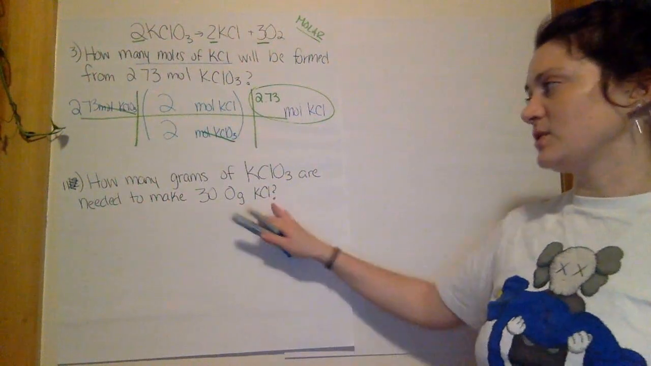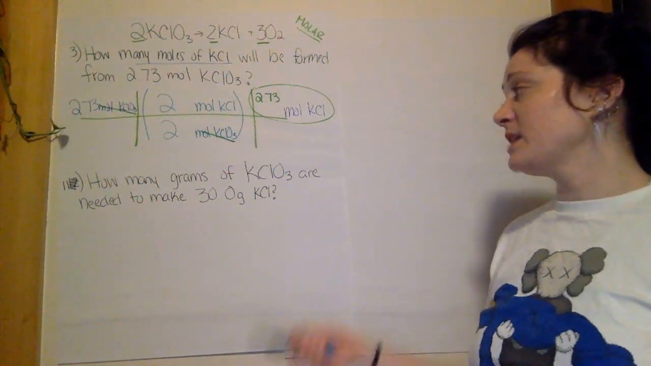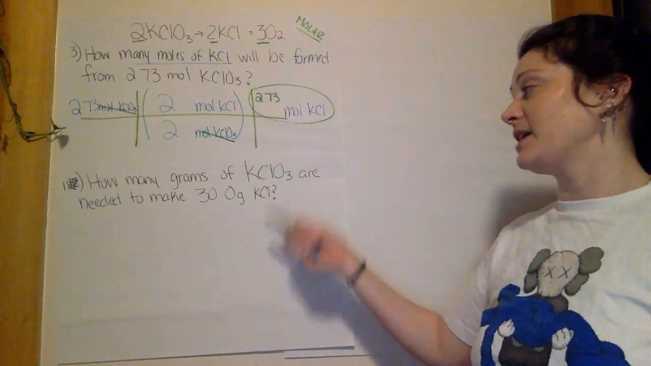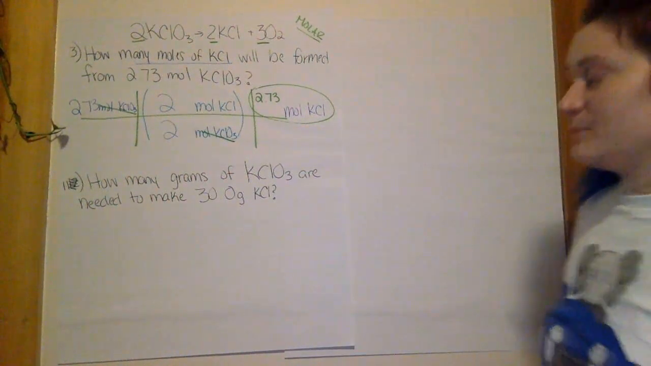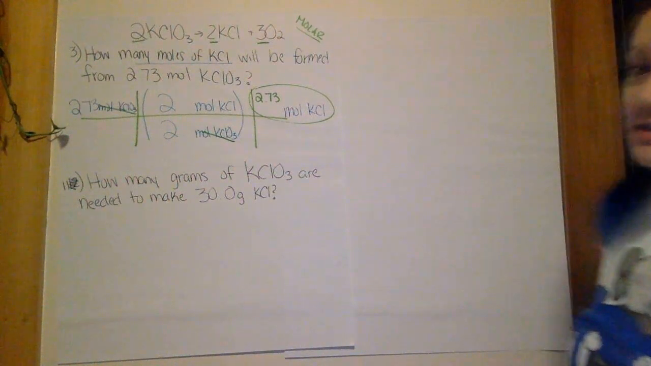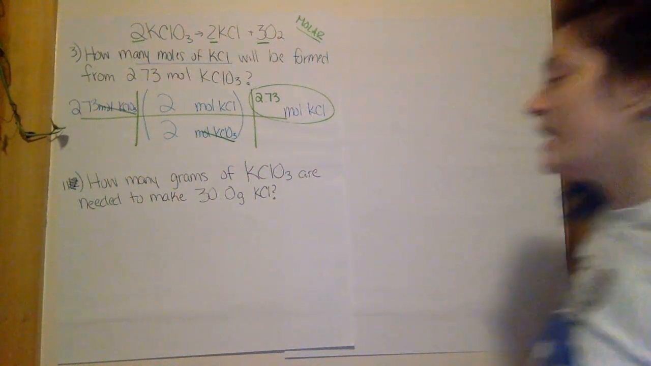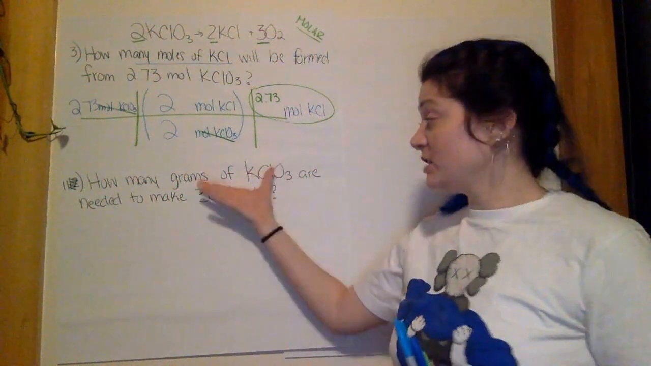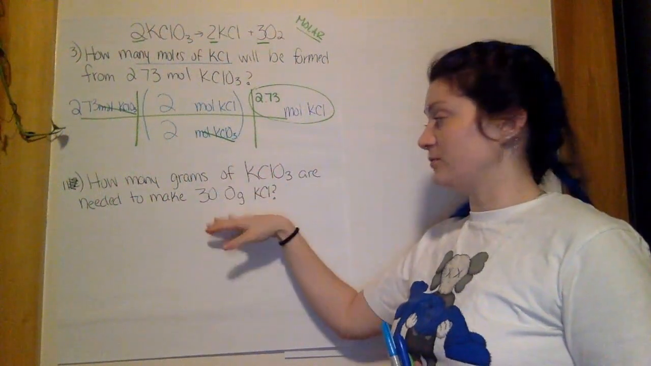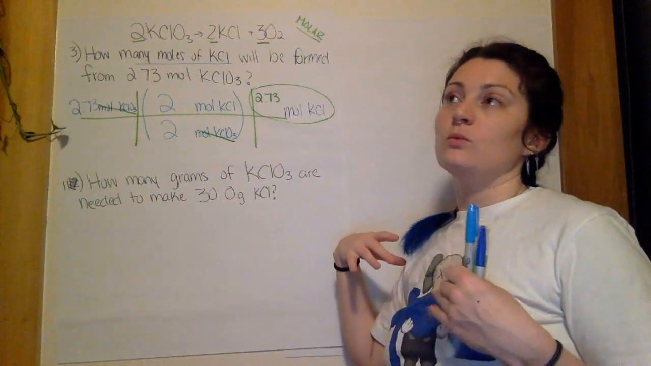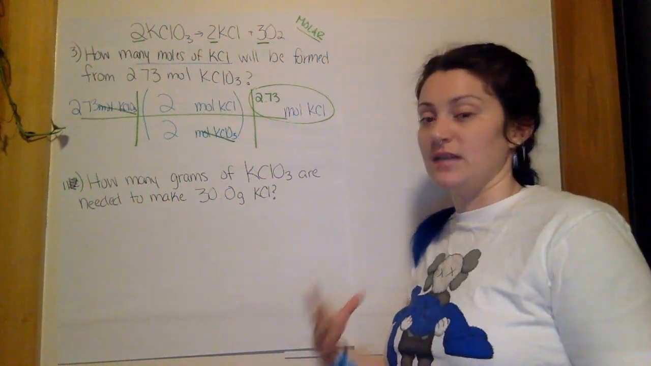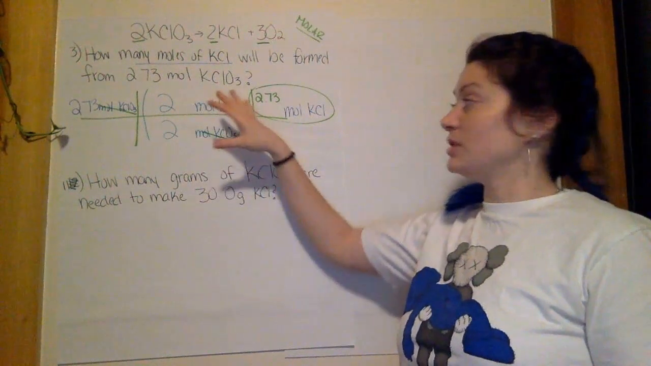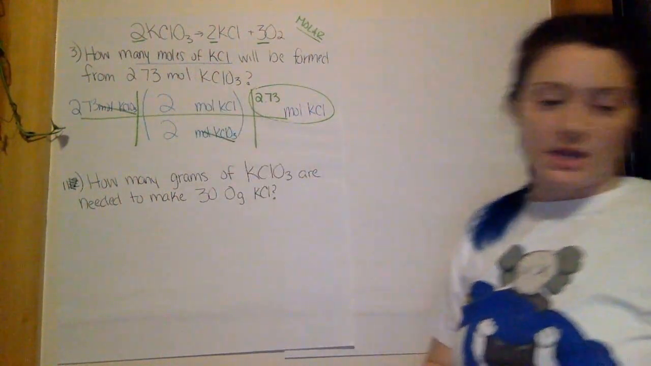So let's go on to this question. How many grams of KClO3 are needed to make 30 grams of KCl? This is slightly more difficult. They're not asking you about moles, they're asking you about mass. They're giving you a mass, and they're asking you for a mass. So you're going to have to do 2 more conversions than in the previous problem. So you're actually going to have 3 conversions total.